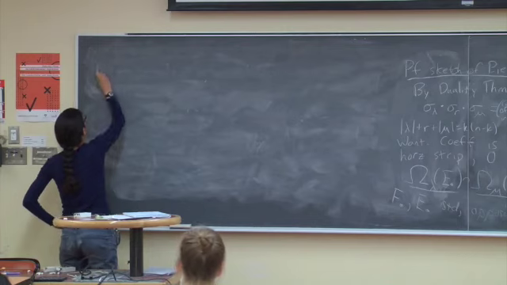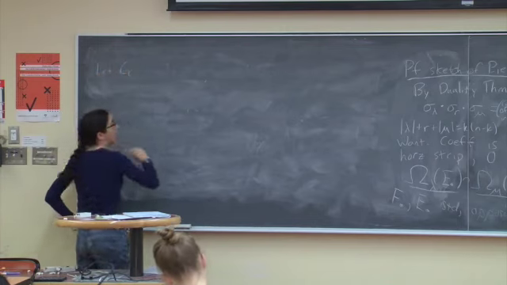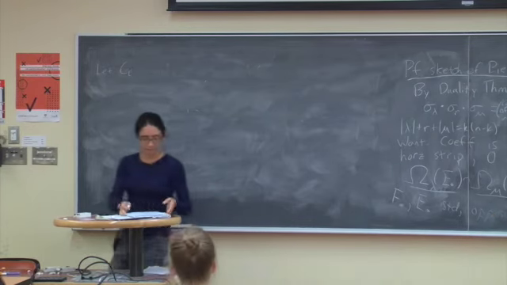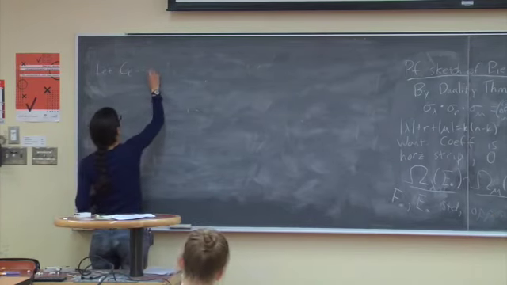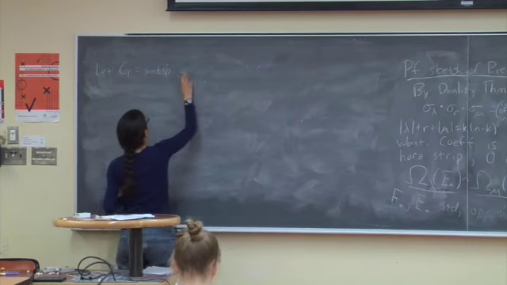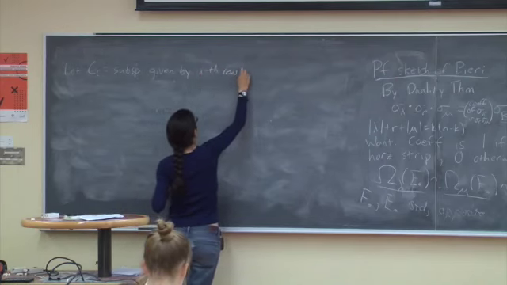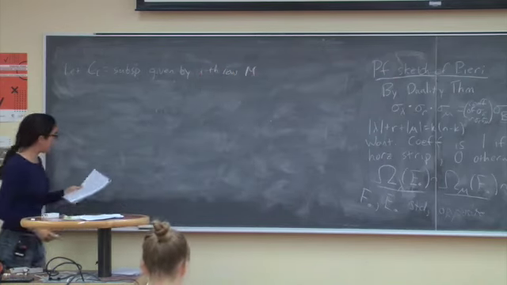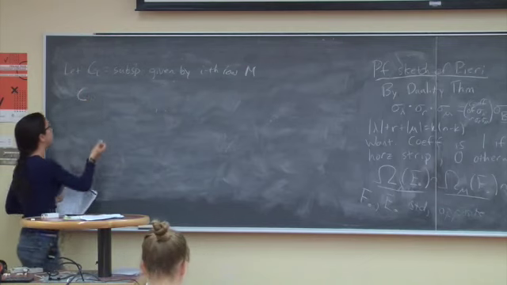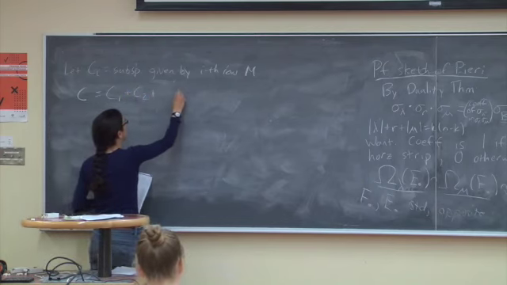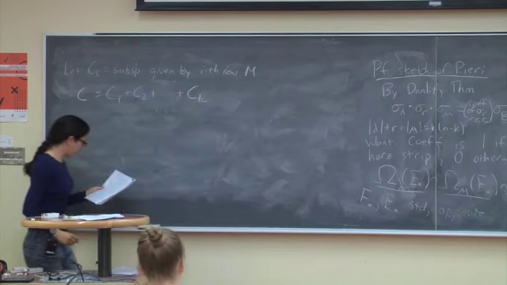Okay, so I'm going to let C sub i be the span of the possible values of the ith row of this matrix. Let's call this matrix M. This is the subspace given by the ith row of M. And then let C be the subspace of C to the n defined as the linear combination of these spaces.